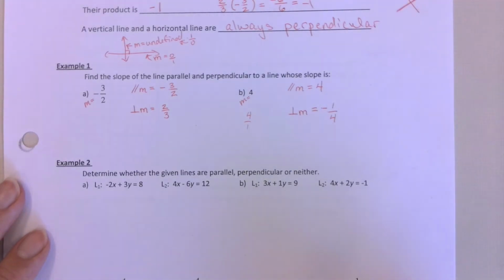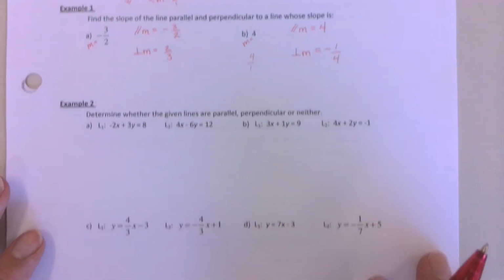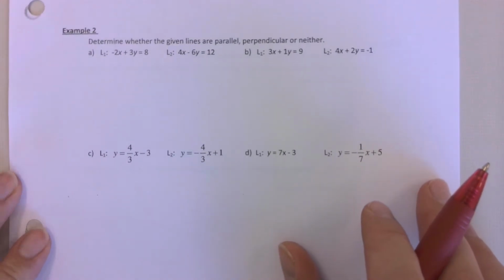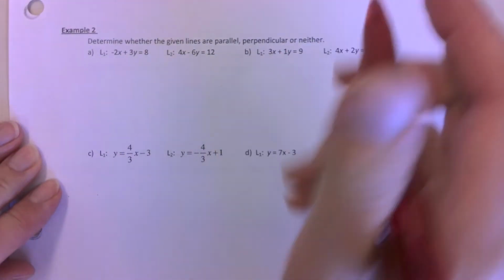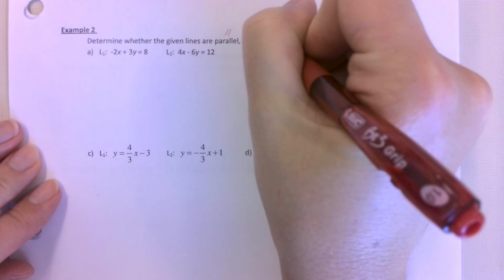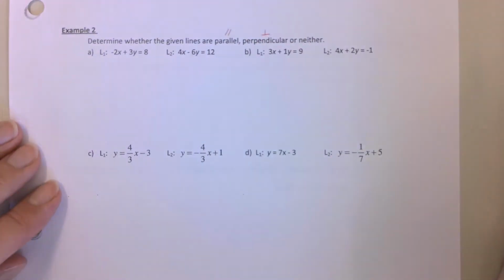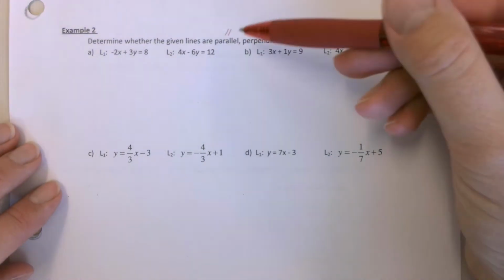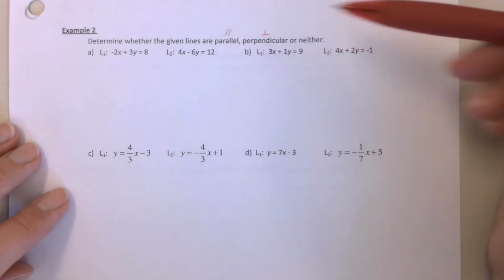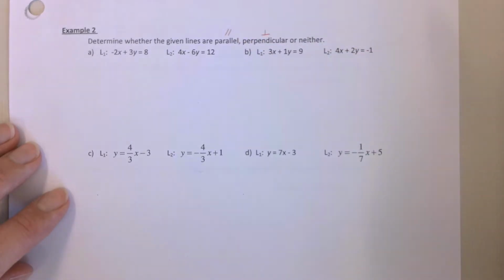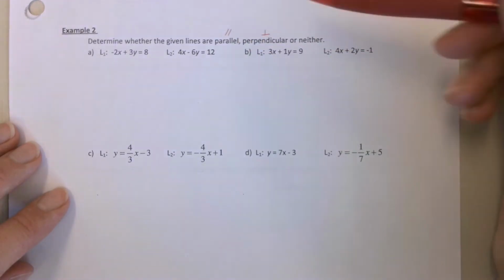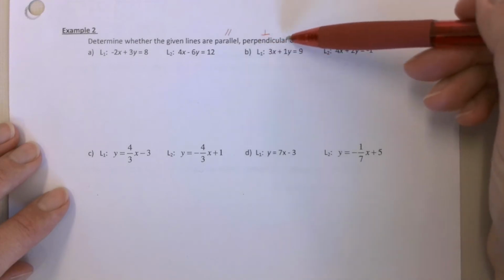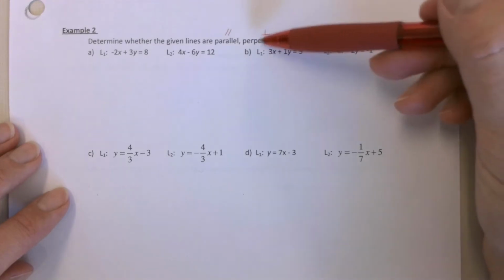All right, the next example is basically asking you to determine if the lines are parallel, perpendicular, or neither. So you can write out the words, but I'm going to go ahead and use the symbol and just the word neither. Now, if the lines are parallel, they'll never intersect. If they're not parallel, they're going to intersect. So perpendicular is a type of intersection. It's just a special one at 90 degrees.